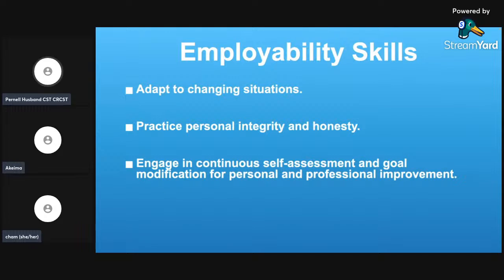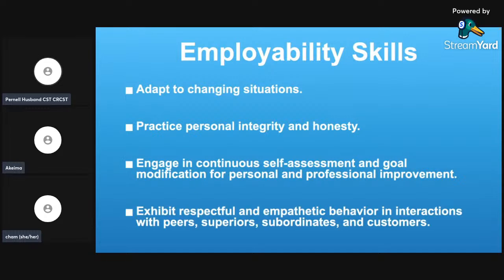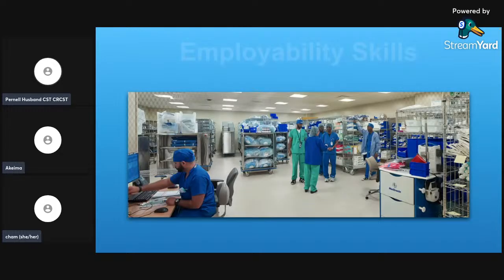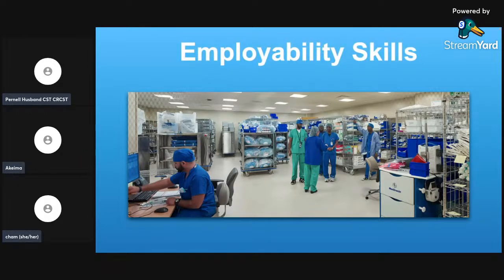Engaging in continuous self-assessment and goal modification for personal and professional improvement. Exhibit respectful and empathetic behavior in all of our interactions with peers, supervisors, subordinates. Those soft skills that are critically important to getting along with people, right?